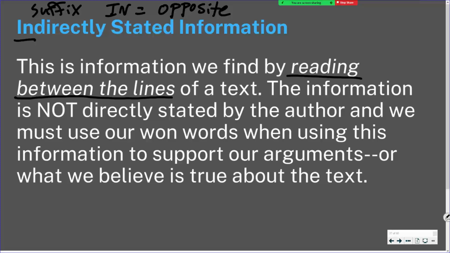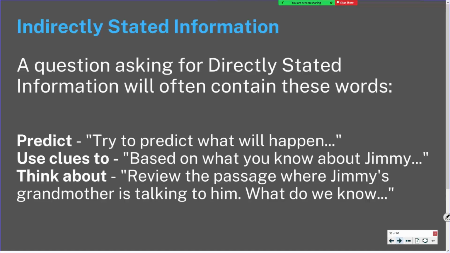So the information is not directly stated by the author. We have to use our own words when using this information to support our arguments. So we have to use what we believe is true about the text. So we read between the lines, and this is when you're making an opinion, right? And indirectly stated information will often be like, try to predict what will happen, use some clues. So sometimes it may not actually say that, but when they say based on what you know about Jimmy, that's basically saying take some clues that you have and then make a jump, right?